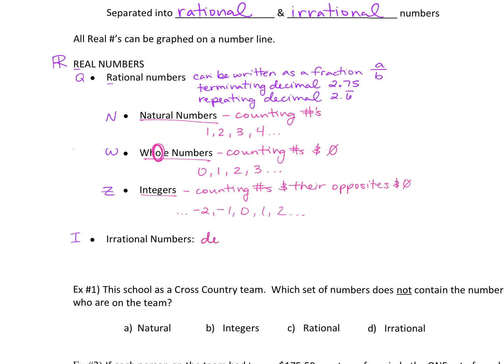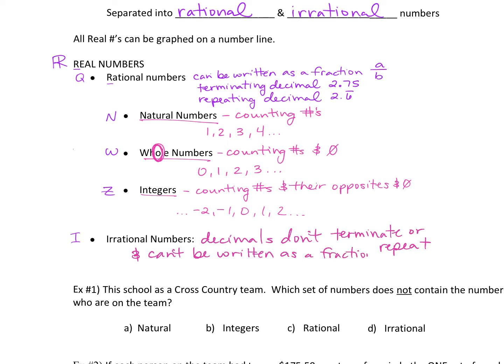So it's the decimals don't terminate or repeat. Okay, and cannot be written as a fraction. Okay, so one great example of that is pi. Anyone think of another one?